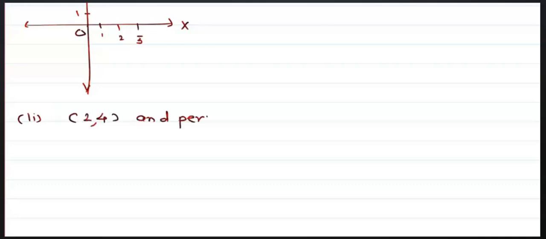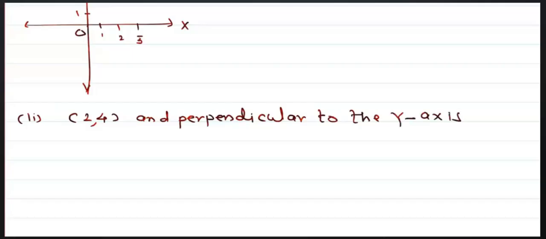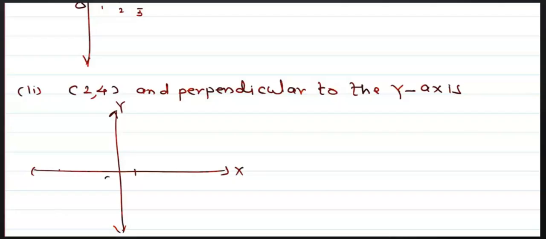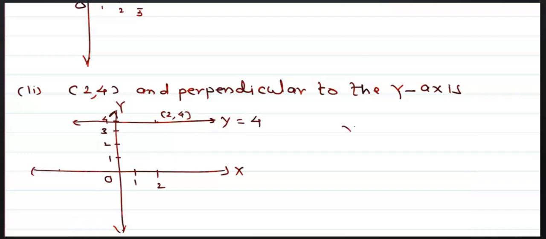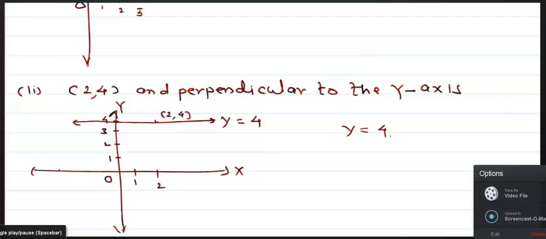Second, the point 2, 4 and perpendicular to the y-axis. Therefore, the equation of the line is y is equal to 4. Now the required line is y is equal to 4.